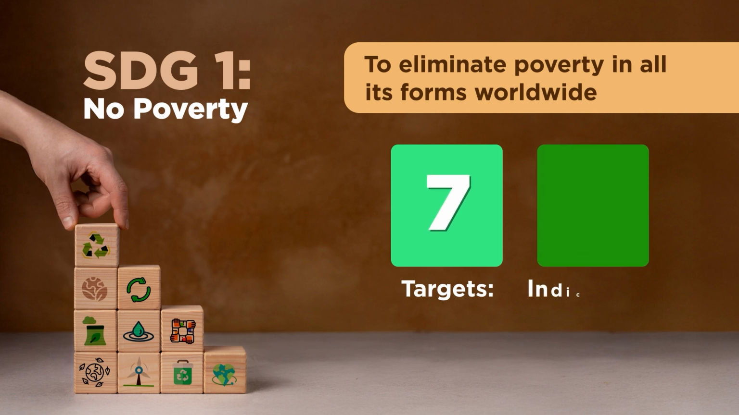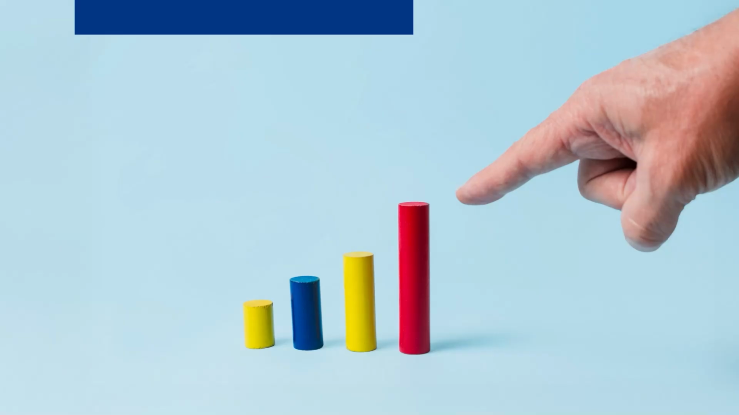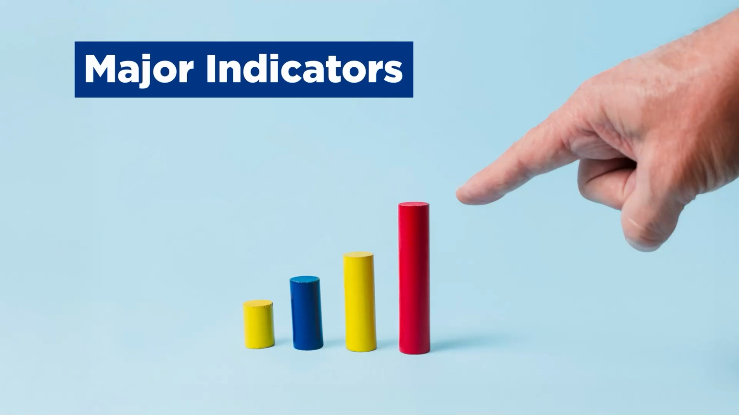It has 13 global indicators. But in our national context, a total of 18 indicators have been identified to measure and monitor the progress of all these targets, since we have enough data to look into the progress of all these 18 indicators. When we have a quick look at the major indicators, I am not going to explain all targets and indicators because we have already covered this in another session when we talked about global progress.